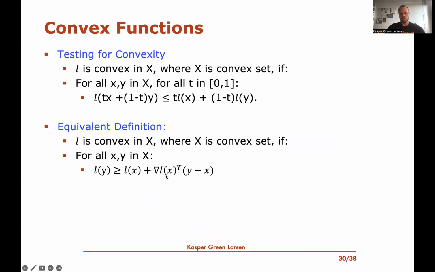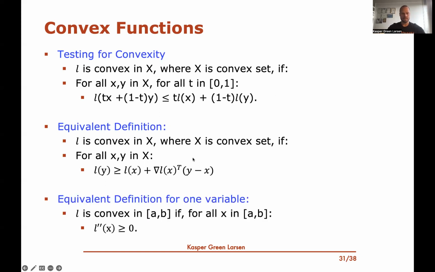And if you go to higher dimensions, this is just saying that the tangent hyperplane also lies below the function. So these are two different equivalent definitions, and maybe they're not the easiest to test. There's another definition here that you can use if you have just a single variable. This one can also be generalized to multiple variables, but we will not do it, at least in this video.